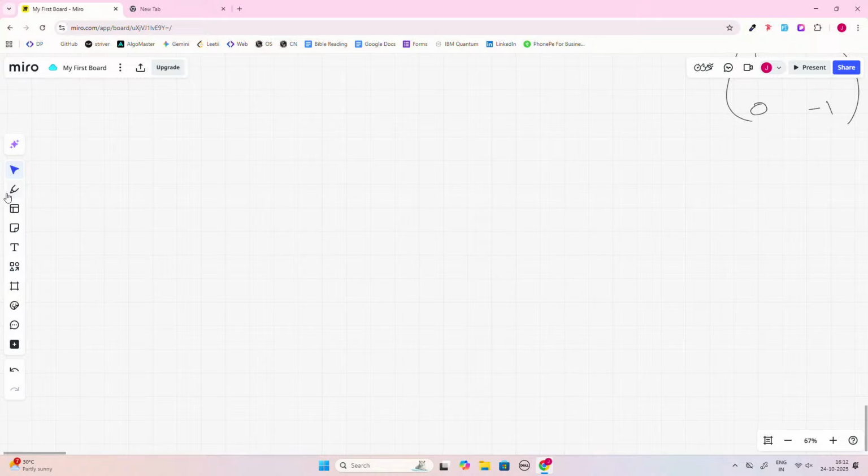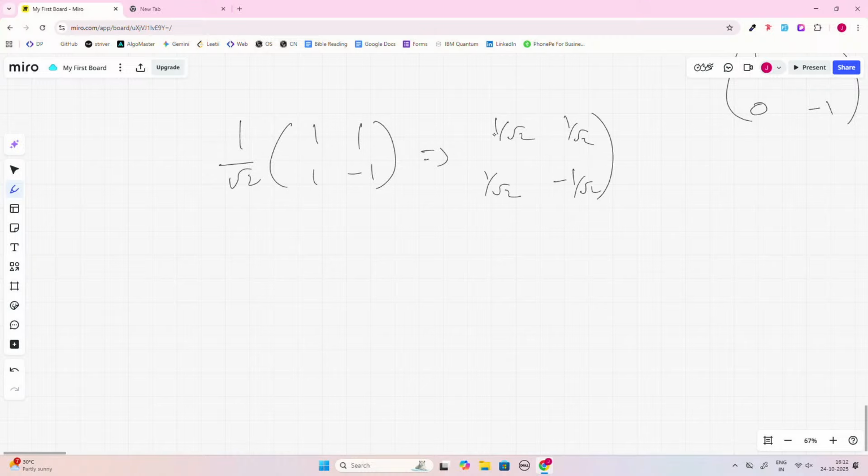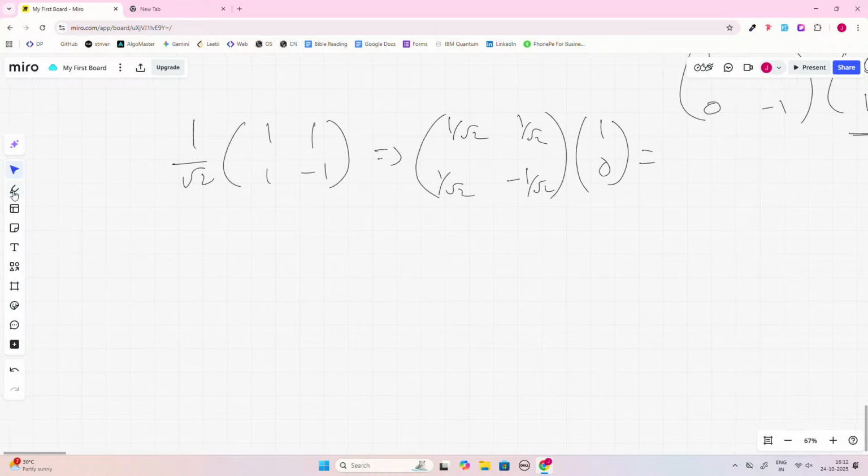Now try to apply the Hadamard gate. What is the Hadamard matrix? 1 by root 2 of [1, 1; 1, -1]. So I can write it like 1 by root 2, 1 by root 2, minus 1 by root 2. Now say what is the output? What is this state? Get 0. Correct. Ket 0 state.